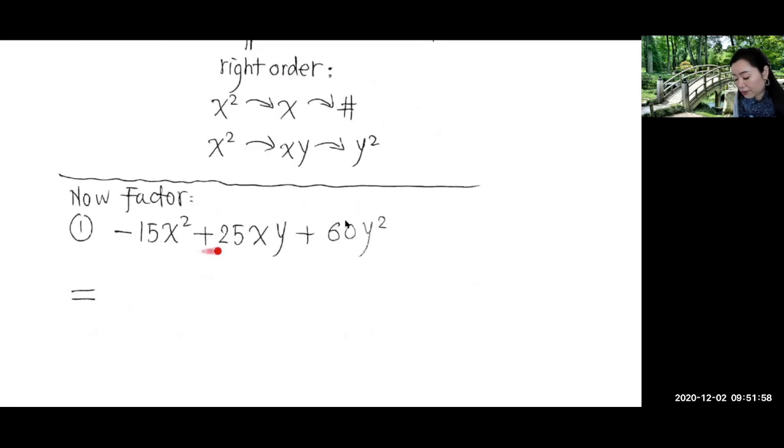Now, if you try to factor this in the right order, x squared and then xy and then y squared.